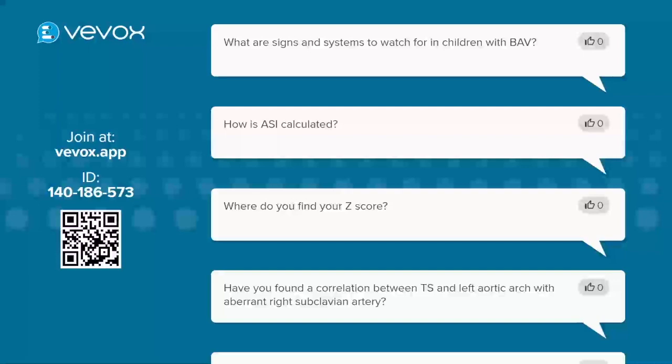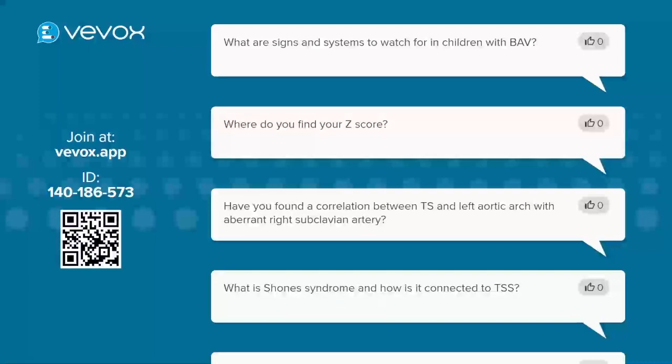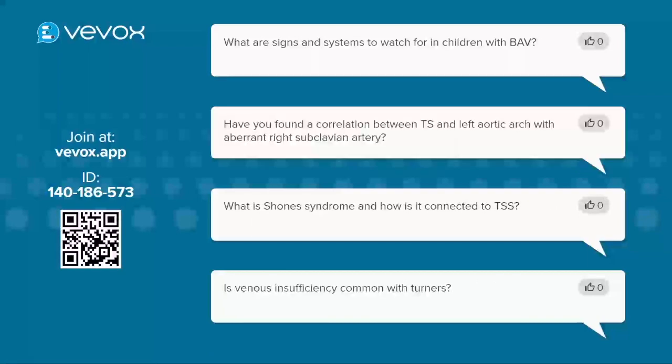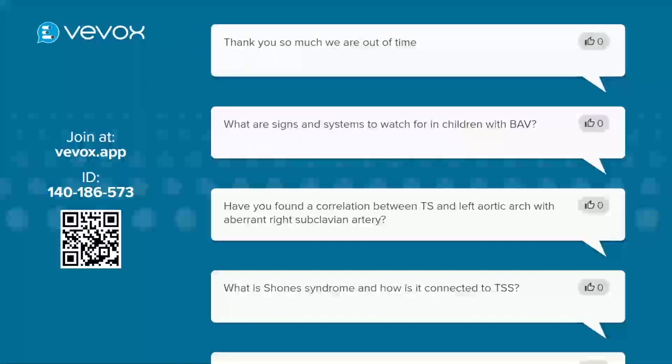How is ASI calculated? That is the ratio of the diameter of your aorta in centimeters to your body surface area in square meters. So that's your aortic size index. How do you find your Z-score? Z-scores are hard to calculate on your own. There's a formula or calculator that we use. There are some sites online where you can go, but it's very confusing. So I usually tell people to avoid trying to calculate their own Z-scores because it can freak you out if you use the wrong one.